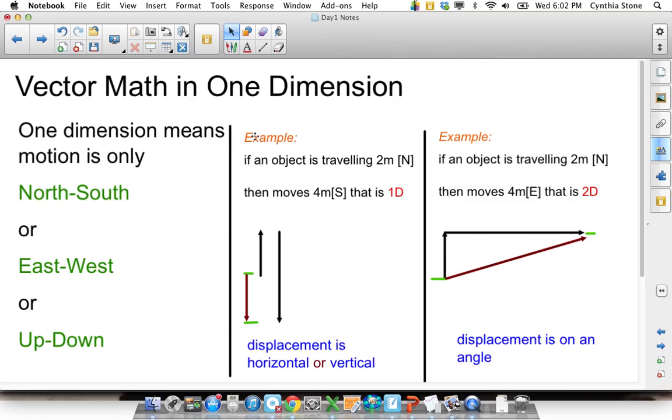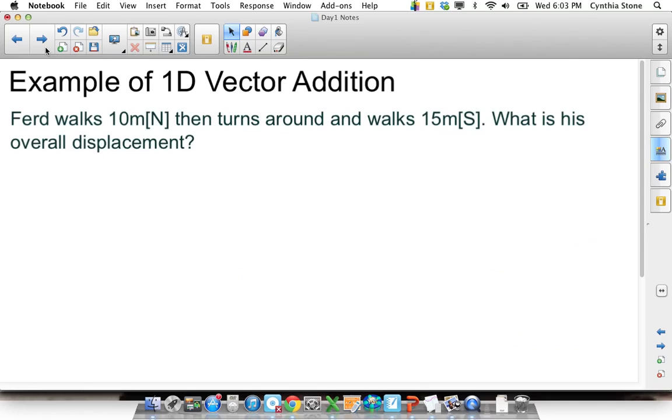So that's just an explanation of what it is, and we'll do a couple quick examples with one-dimensional vector math. Again, pause if you need to. Okay, so here's our example. Why don't you write down the question? I expect you to stop, write down the question, pause the tape, and I'll go to the solution in a moment.